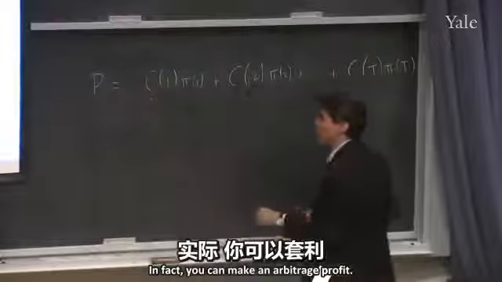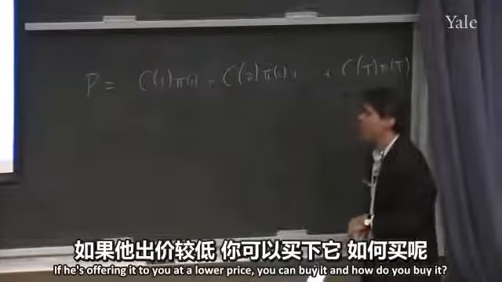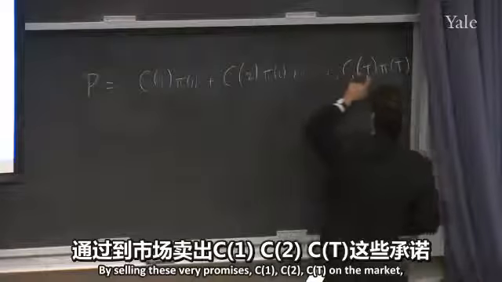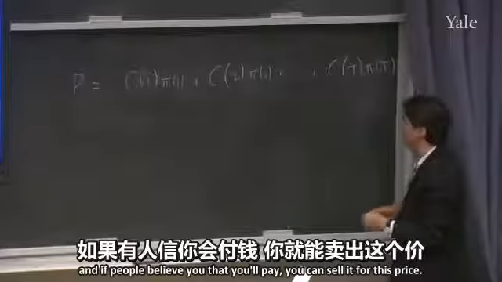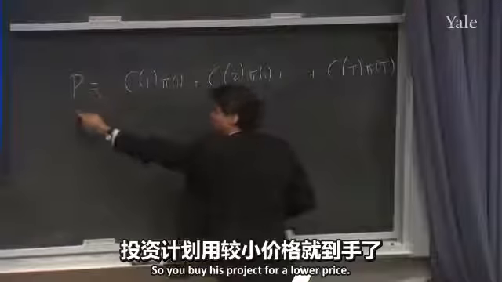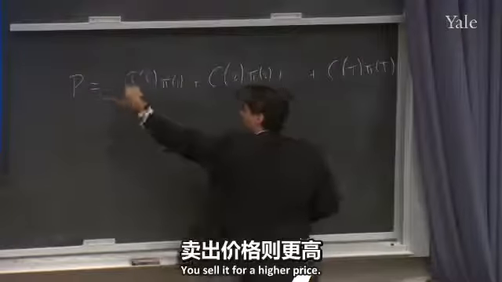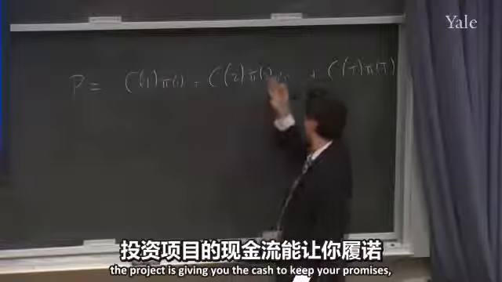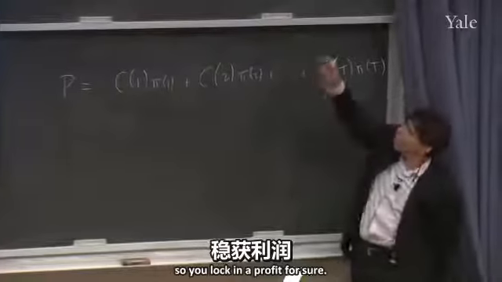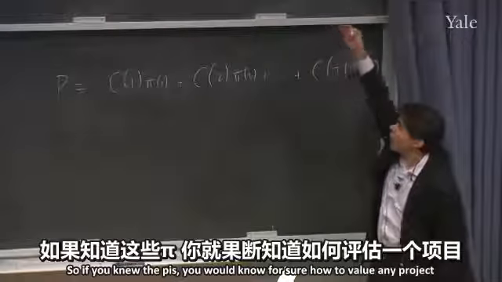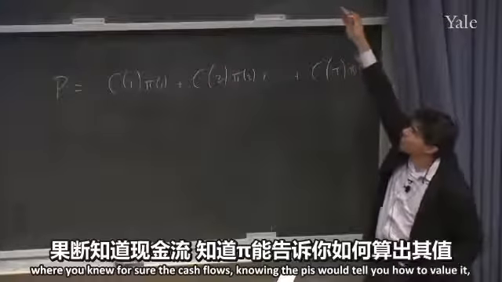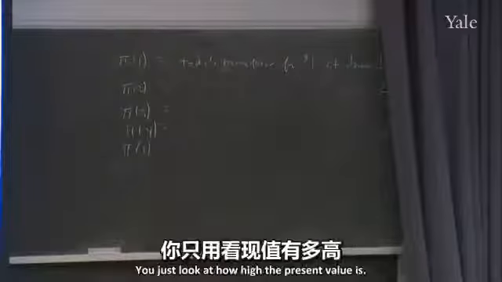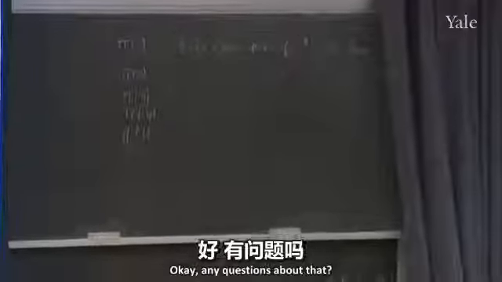In fact, you can make an arbitrage profit. If he's offering it to you at a lower price, you can buy it. And how do you buy it? By selling these very promises, C1, C2, CT, on the market. And if people believe you that you'll pay, you can sell it for this price. So you buy his project for a lower price, you sell it for a higher price, you make the difference, and when it comes time to keep your promises, the project is giving you the cash to keep your promises, so you lock in a profit for sure. So if you knew the pies, you would know for sure how to value any project where you knew the cash flows for sure. Knowing the pies would tell you how to value it and whether it was attractive or not. You just look at how high the present value is. Okay, any questions about that?